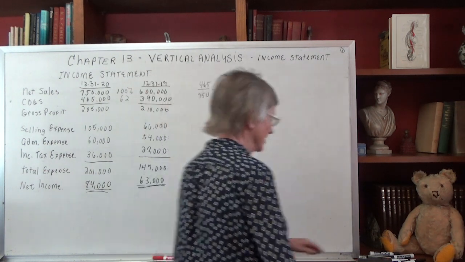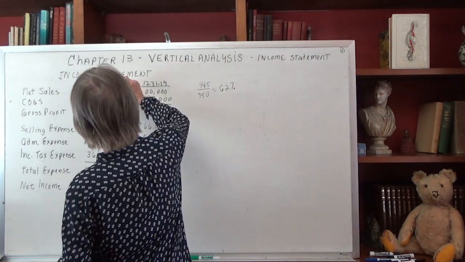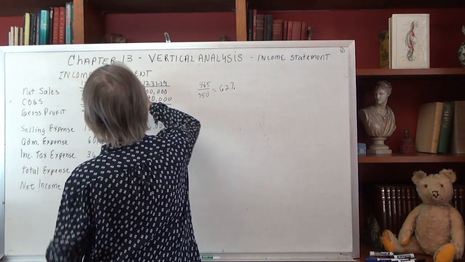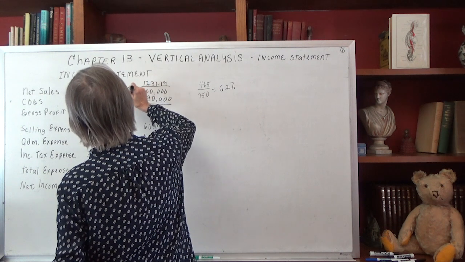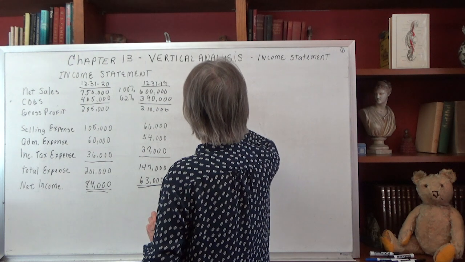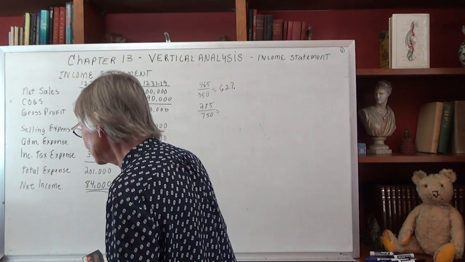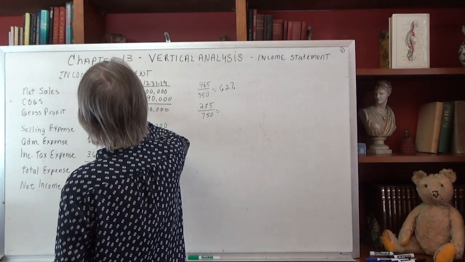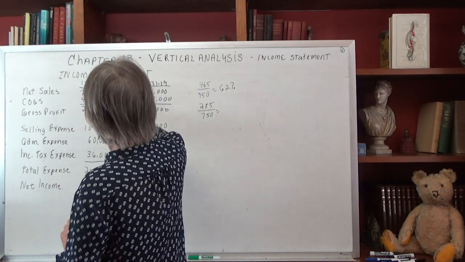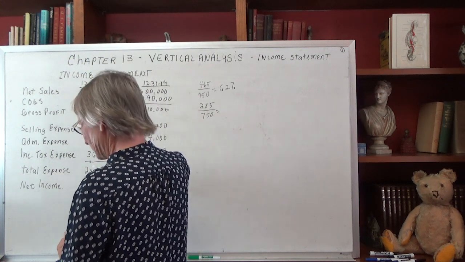And rather than write percent each time, I'm going to just use the symbol. I guess I should do the percentages, makes more sense. All right, so 100%, this would be 62%. And then we'd go 285 divided by 750, and that would give us the percent cost of goods sold is of net sales. So we would do that for each item as we go down: 105 divided by 750, 60 divided by 750, 36 divided by 750, and right on down to the bottom.